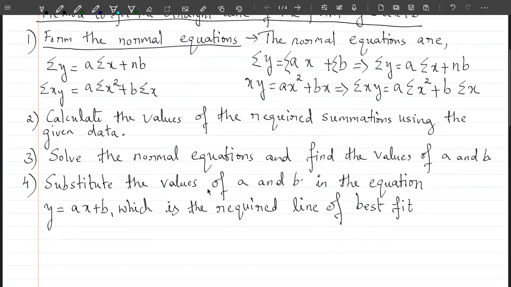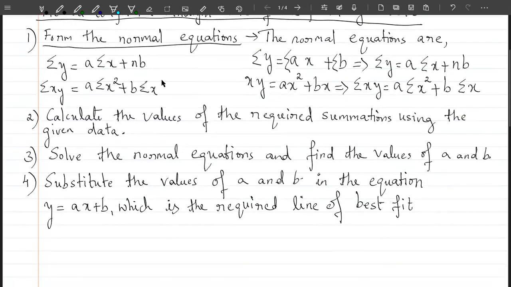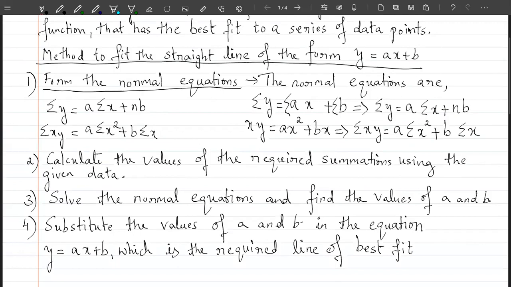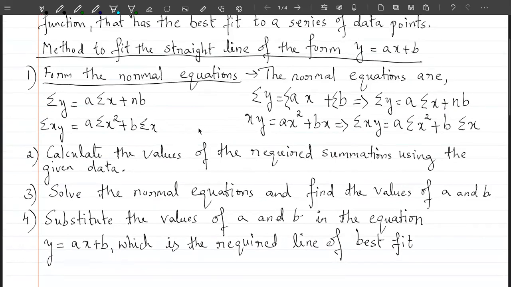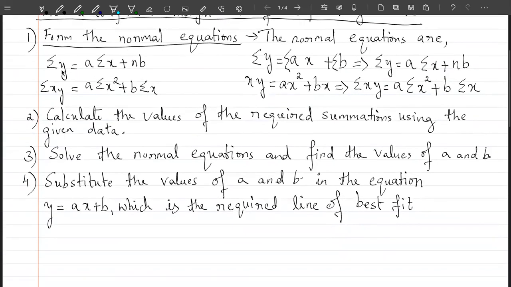After getting these two normal equations, we have to calculate the values of a and b. To get the values of a and b, we have to find the values of all these summation terms by using the given set of points. So how to calculate them? You have to find summation y, summation x, summation xy, summation x square, etc. by using the given values of x and y.